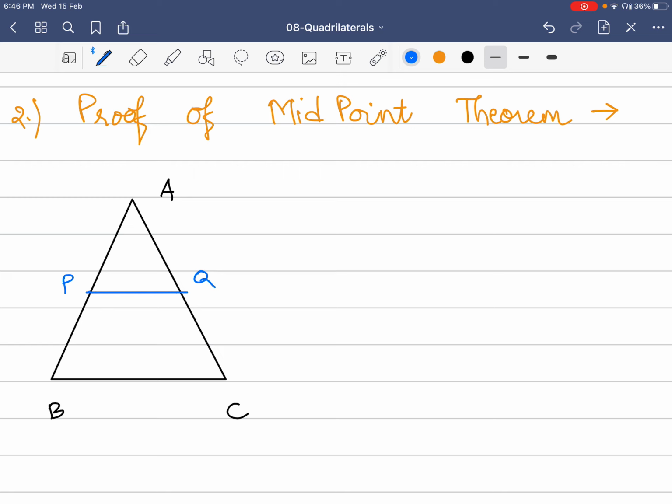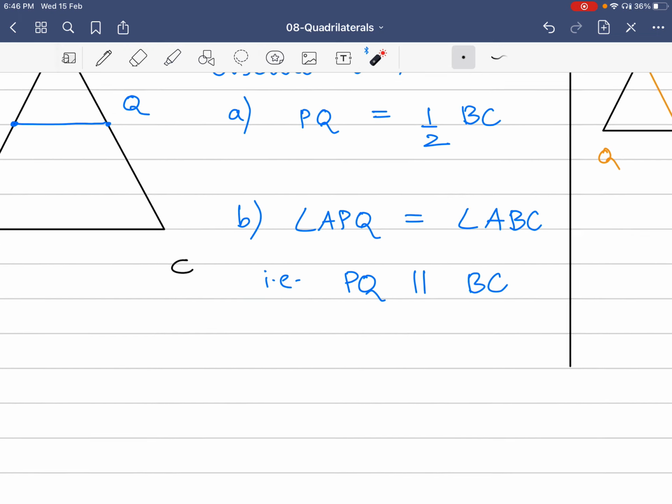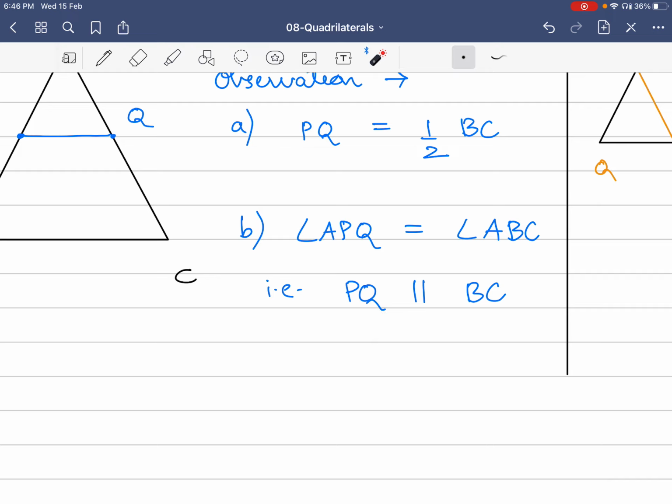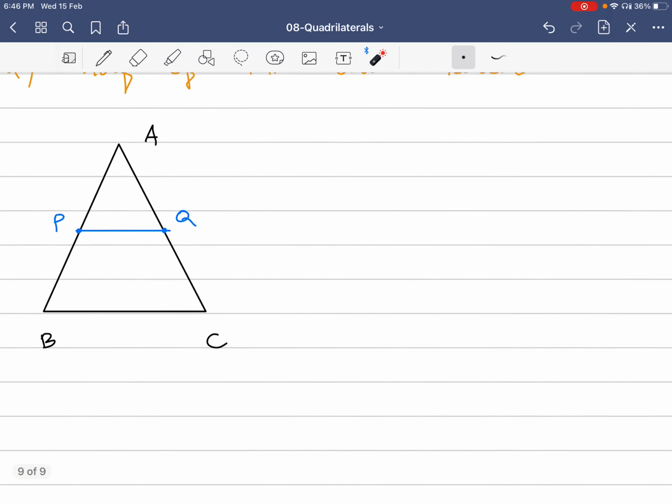So this is P and this is Q. Now, this is our given triangle ABC, and we have connected the two midpoints of the two sides AB and AC, and we have to prove these two things, 1 and 2. So let's see how the proof proceeds.